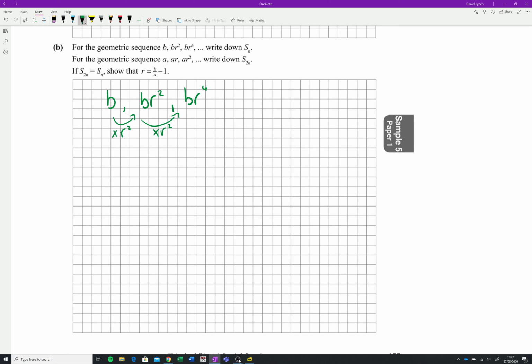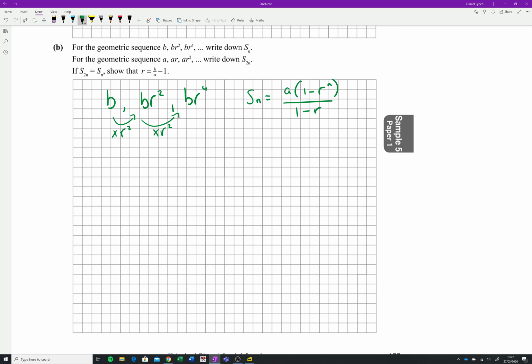Now, a tiny bit tricky here. They're asking us to write down Sn. Our Sn formula for geometric is a times 1 minus r to the n over 1 minus r, as in the tables book. What does a mean here? A means the first in the sequence, and r in this case means what you are multiplying by. So they've mixed things up a little bit here, because you're multiplying by r squared. So r is r squared.